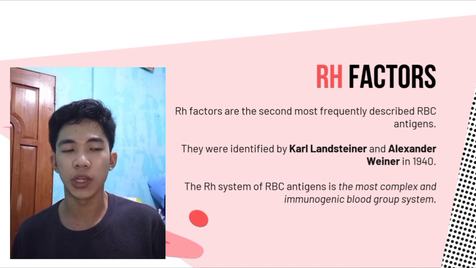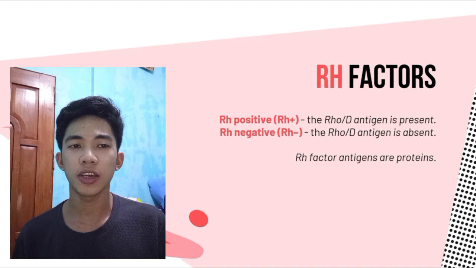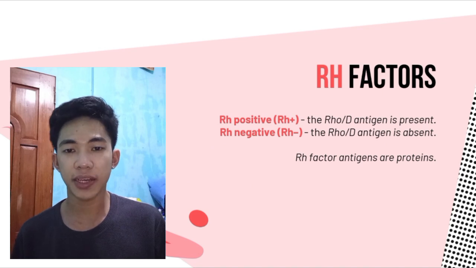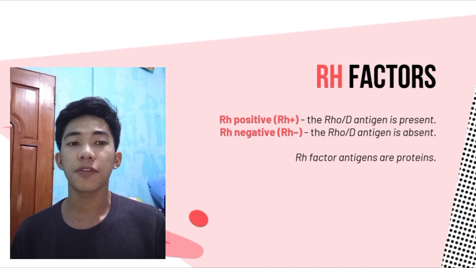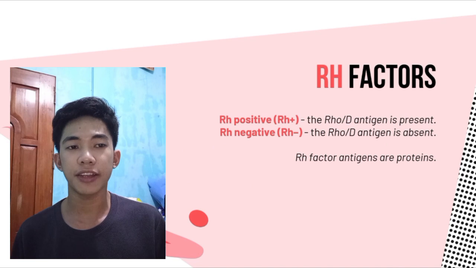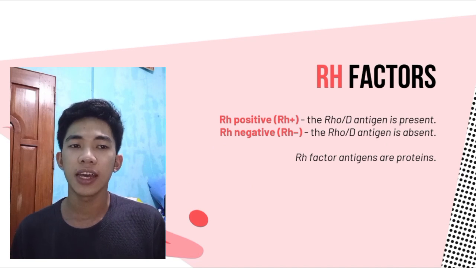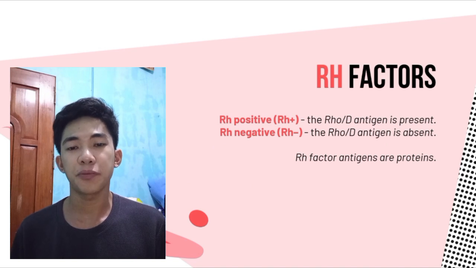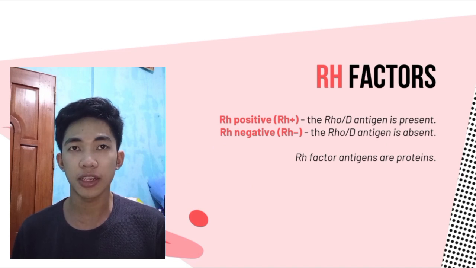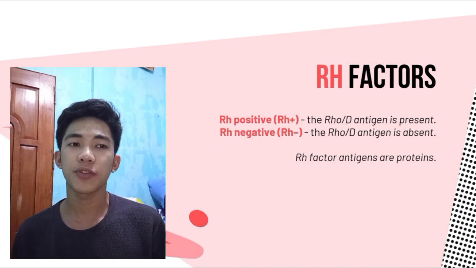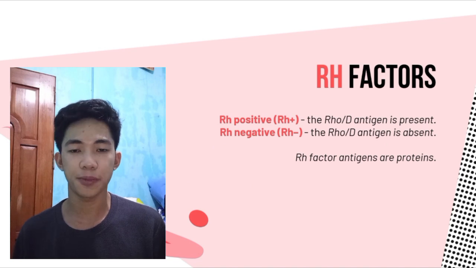So RH factors can highly trigger an immune response, especially if it's incompatible or if it's recognized by the immune system as harmful. Now, if a person is RH positive, that means that the RH or D antigen is present on the red blood cells. And if a person is RH negative, that means that they don't have RH or D antigens on their red blood cells. And RH factor antigens are proteins. So earlier, in the ABO blood group, the A and B antigens are carbohydrates, but for RH factors, they are proteins.